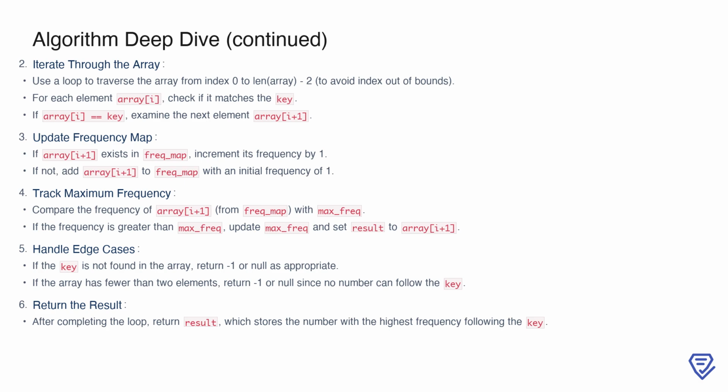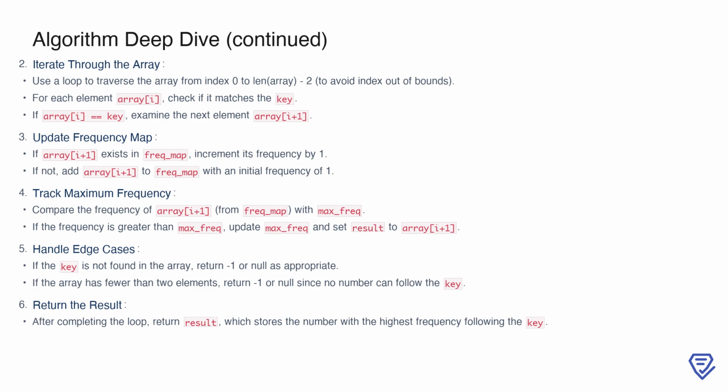First, we iterate through the array, but only up to the second to last index to avoid accessing elements out of bounds. For each element, we check if it matches the given key. Whenever a match is found, we look at the number immediately following it. This number is then added to our frequency map. If it already exists in the frequency map, its count is increased by 1, otherwise, it is added with an initial count of 1. After updating the frequency map, we compare this number's frequency with the current maximum frequency.